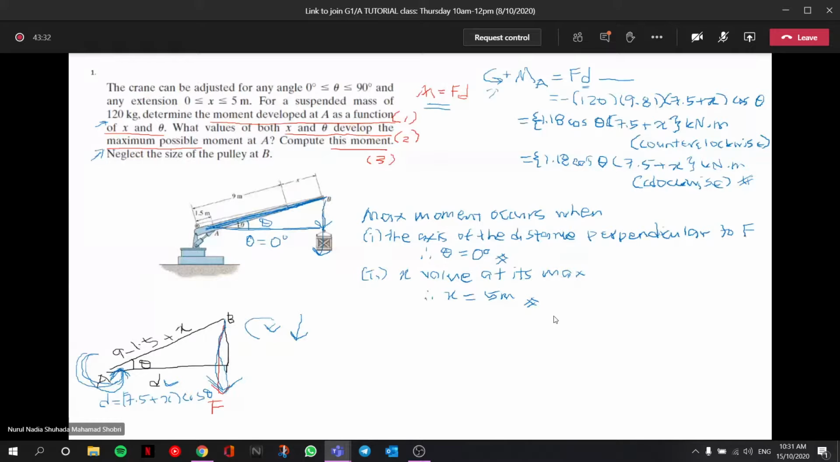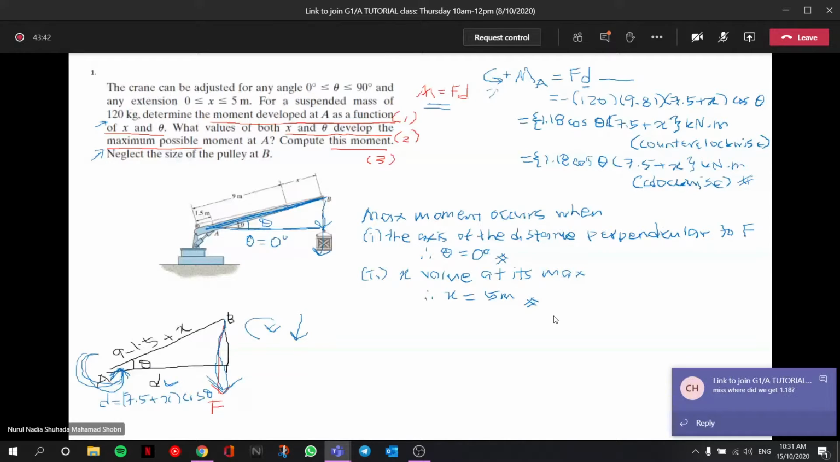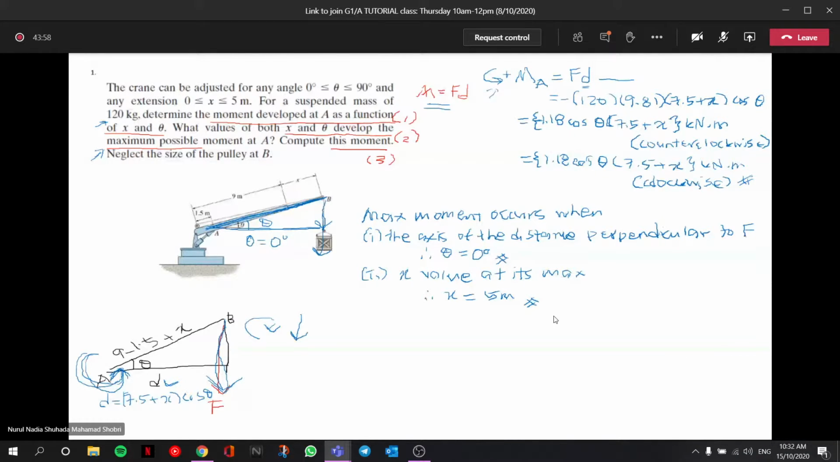Yes, correct. It should be 0. Okay. So these are the two conditions that fit what the question wants us to find. So if you guys have the axis perpendicular to F, then theta equals 0 and x value at its max, so x equals 5 meters. So then we settle the first part and second part.